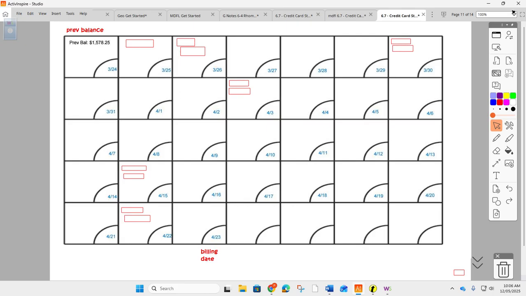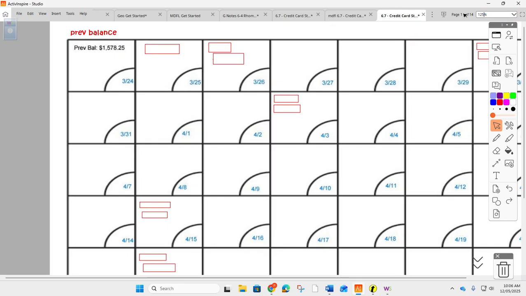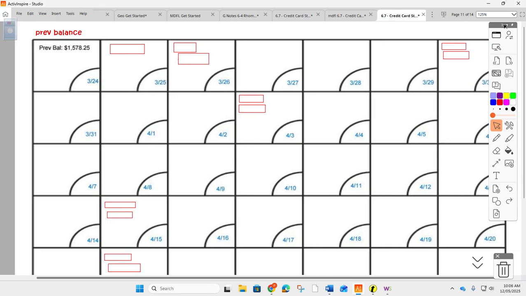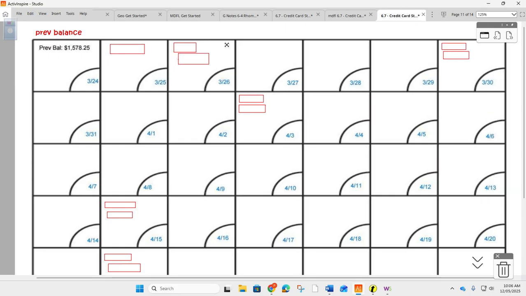The first purchase, a little bit bigger without making it too wonky. Okay. The first purchase isn't until the 26th of March. So this balance on the 25th is going to be the same as the balance on the 24th. I'm sure you're all curious, but that is my daughter's birthday, March 24th.